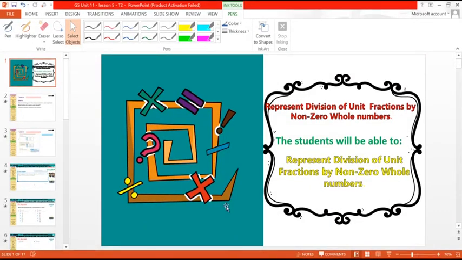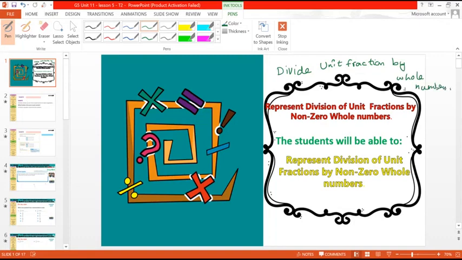Okay, so lesson 5 is represent division of unit fractions by non zero whole numbers. In the previous lesson, you have seen how to divide whole numbers by unit fractions, but here we will see how to divide a unit fraction by a whole number. So we will try to understand this.